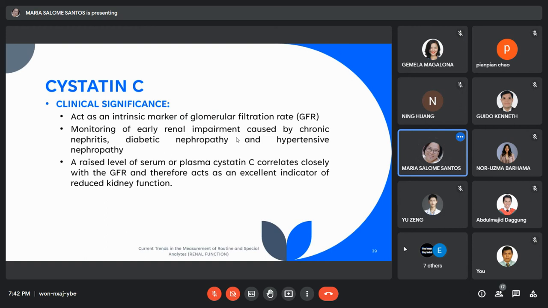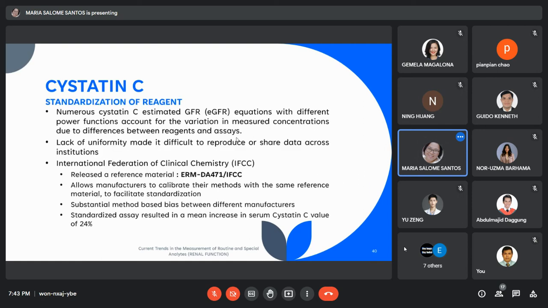For the clinical significance, cystatin C acts as an intrinsic marker of glomerular filtration rate. It is used for the monitoring of early renal impairment caused by chronic nephritis, diabetic nephropathy, and hypertensive nephropathy. A risk level of serum or plasma cystatin correlates closely with the GFR and therefore acts as an excellent indicator of reduced kidney function.